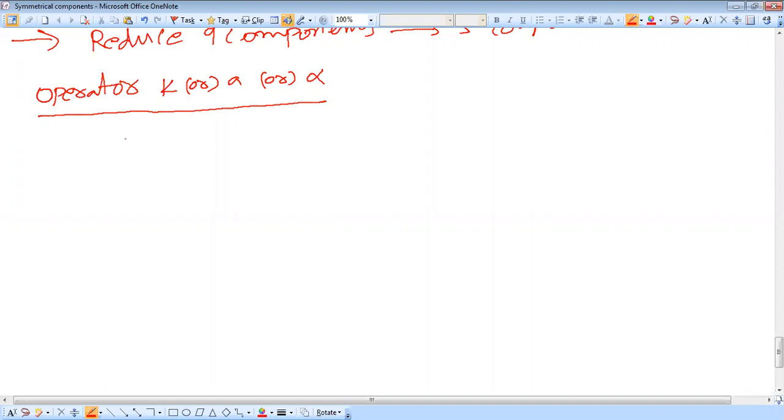Now this is the operator K. K is one vector having unity magnitude and an angle of 120 degrees in the anti-clockwise direction. This is the operator K.